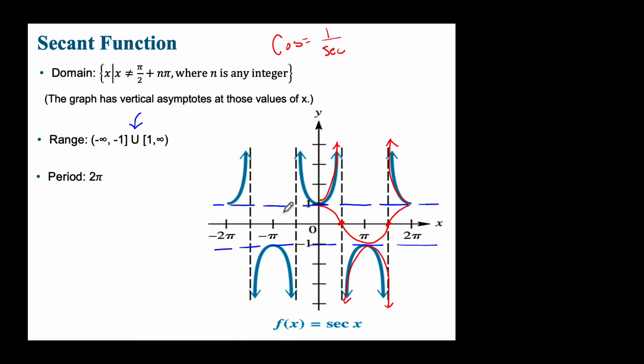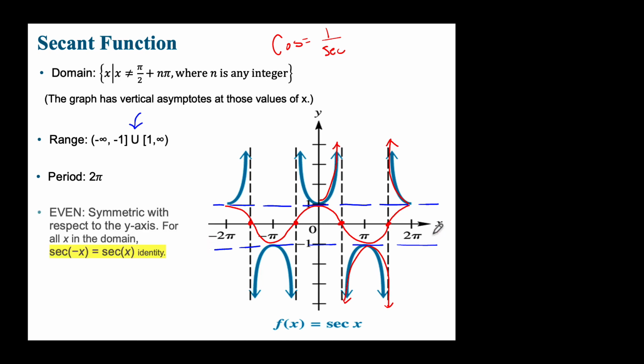I'll draw another one. I hope it doesn't clutter it up too much. Just want you to be able to see more examples. Cosine right here equals 0, so secant has a vertical asymptote. Cosine equals 0, secant has a vertical asymptote. Same period for each.